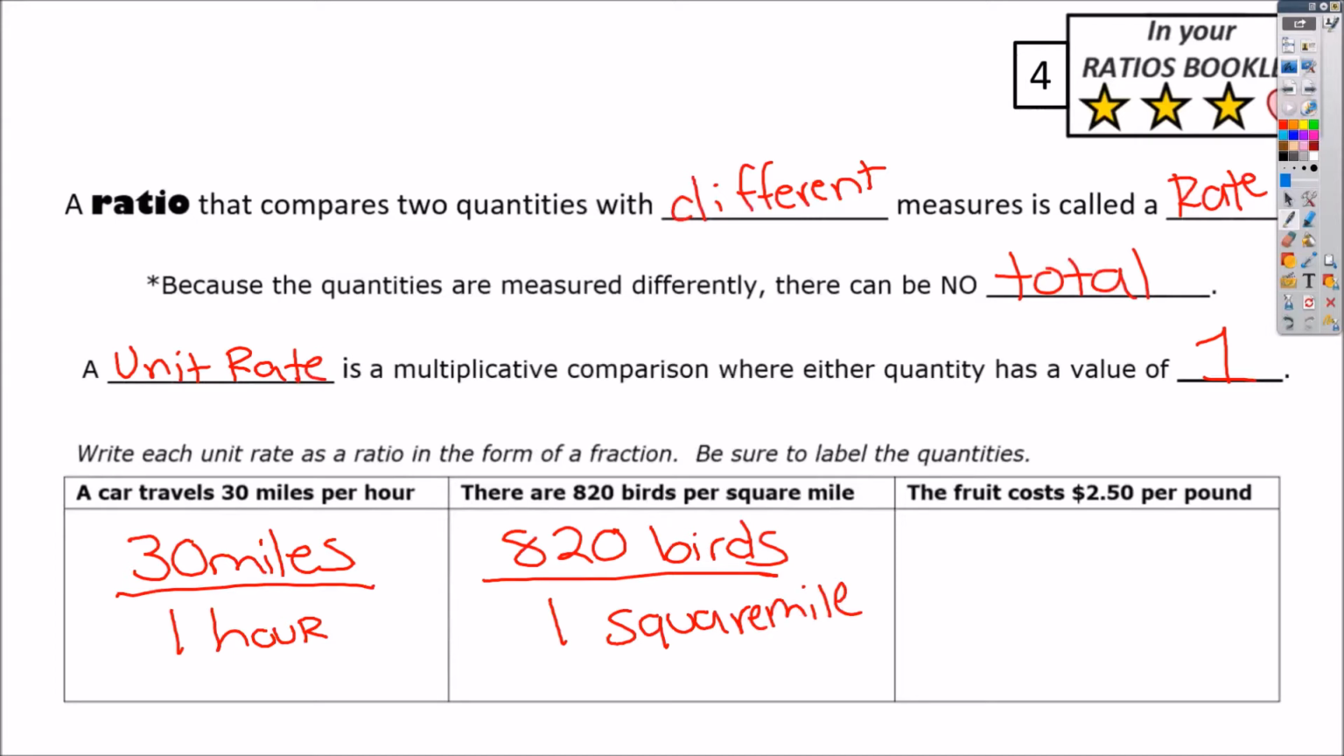Okay. And the last thing says the fruit costs $2.50 per pound, which means $2.50 for 1 pound. And this is the way you abbreviate pound, LB, which stands for libra in Spanish. So these are all unit rates.